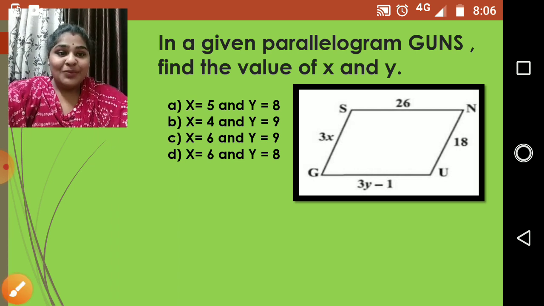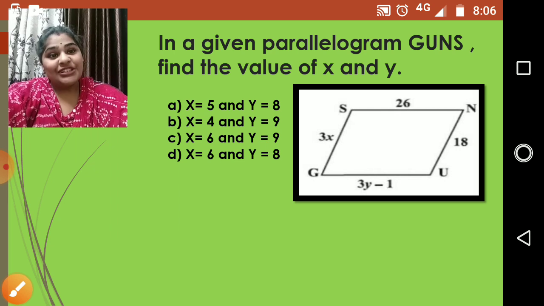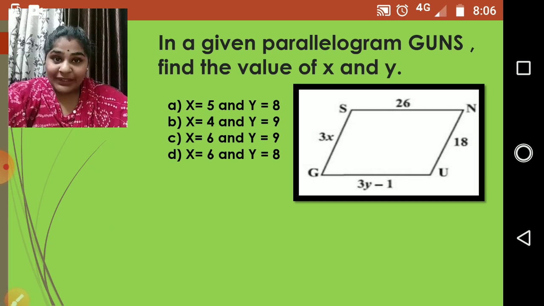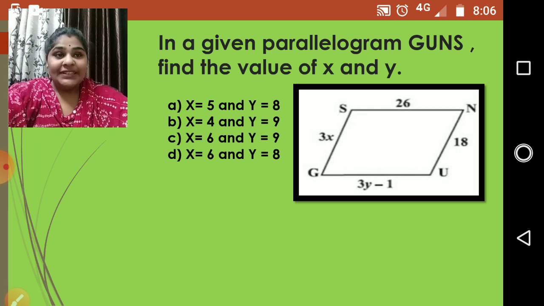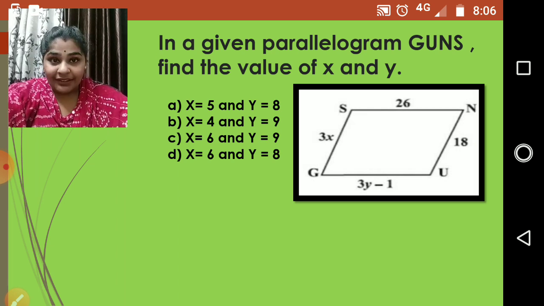Okay, so I hope this is clear, children. What type of questions can come? All the properties, it is very necessary to understand. Not only these properties but angle sum properties of a triangle, of a quadrilateral, of a polygon, everything you should know.